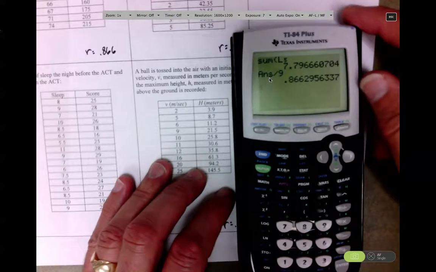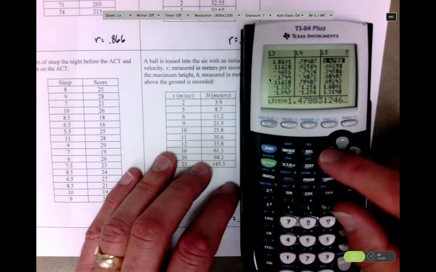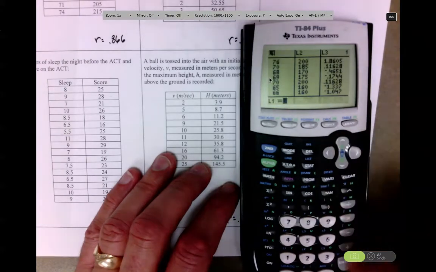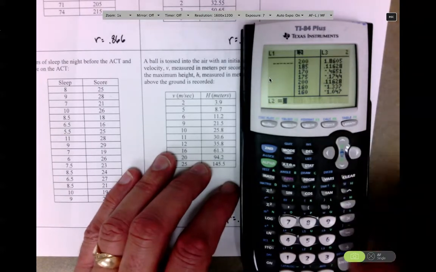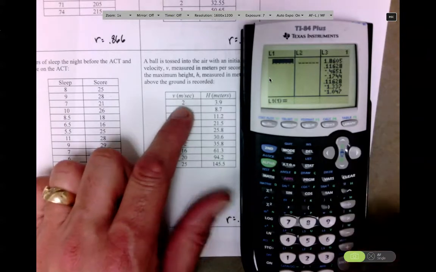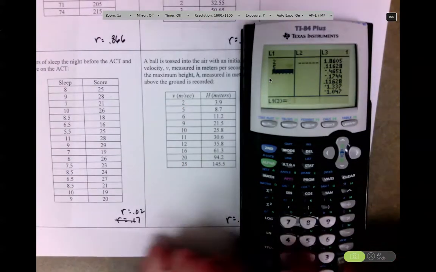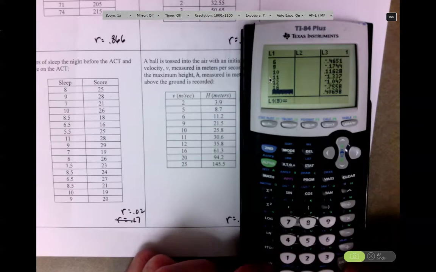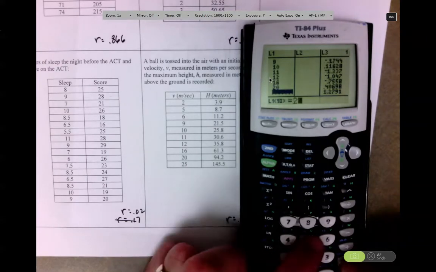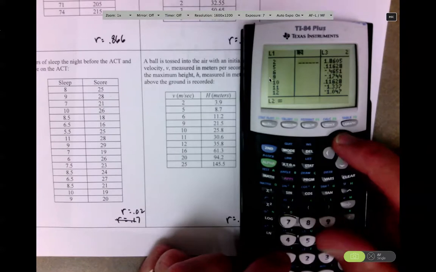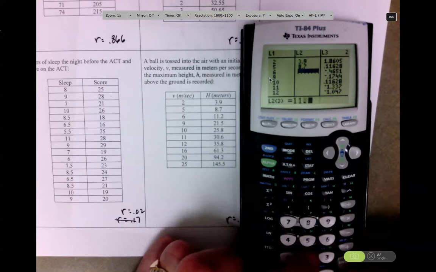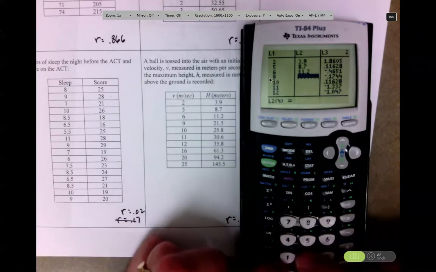and let's put in, so go to Stat Edit. We're done with the data that's in here, so let's go over to List 1 and let's clear out List 1, and let's clear out List 2, and let's put this data in. So 2 and 5, 6, 9, 10, 11, 12, 16, 20, 25. And then over here, we got 3.9, 8.7, 11.2, and so on.